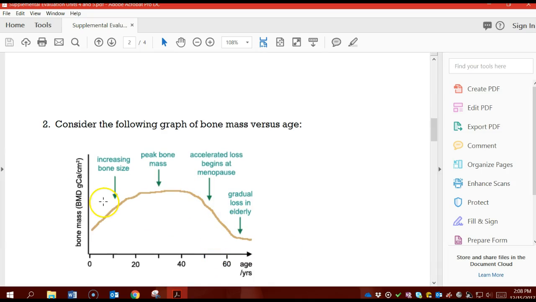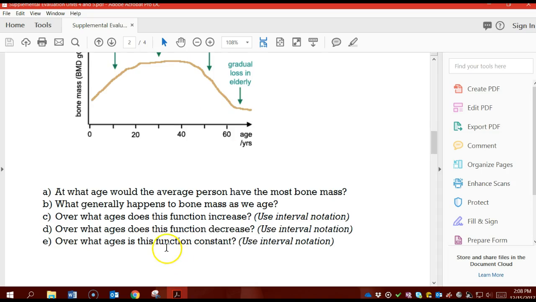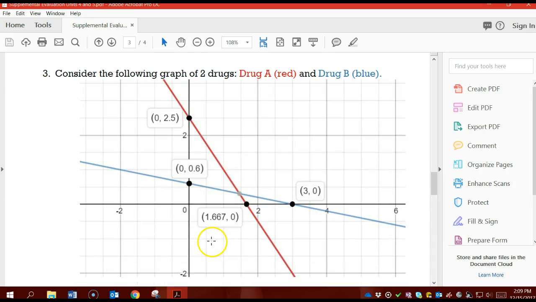Then, second one. We have a graph of bone mass versus age, basically showing what's going on with bone mass as one ages, and I have a couple of questions for you here. At what age would the average person have the most bone mass? What generally happens to bone mass as we get older? Over what ages is this function increasing? If you look at the line, where is it increasing? Use interval notation, so the first age, comma, the last age, that type of thing. Over what ages does this function decrease, and over what ages is this function constant?